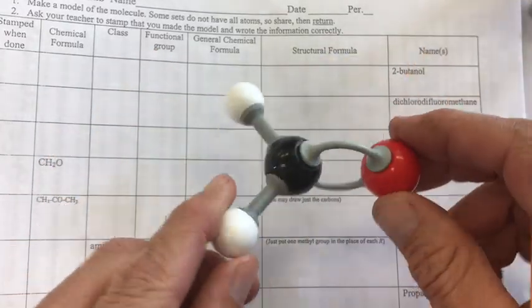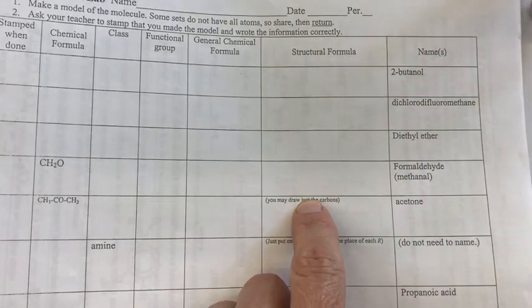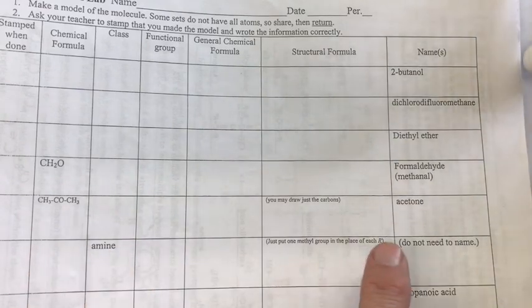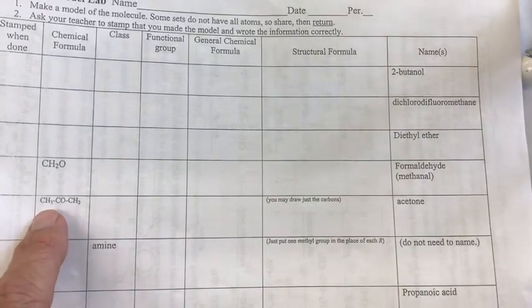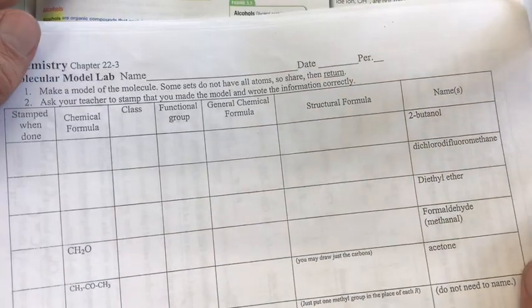Keep in mind, double bond on the oxygen. You've got to satisfy that octet rule. Formaldehyde. The next one is acetone, and they have told us what the formula is. Notice that it is a ketone.